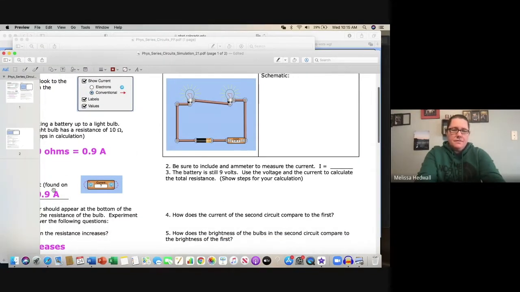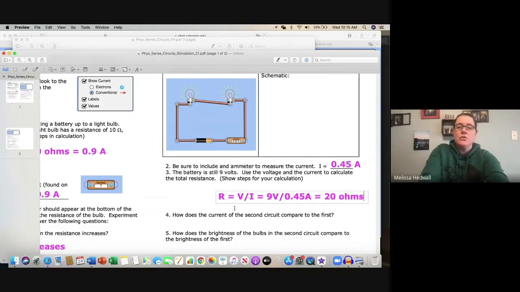So here's our current. I'm just going to take this, move it over here. It was 0.9 amps. When I added on another bulb, I have 0.45 amps. And then it says use the voltage and the current to calculate the total resistance. This time we're looking for resistance. So we can say R is equal to V divided by I. Our voltage is still 9 volts divided by our current of 0.45 amps. If we take 9 divided by 0.45, we have 20 ohms. So that is our total resistance in this circuit.